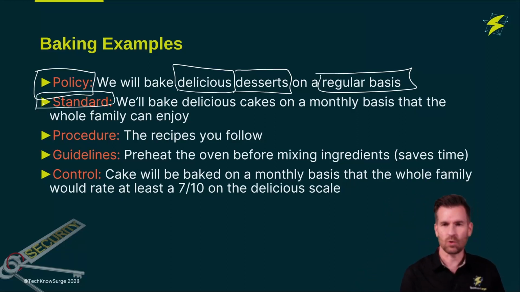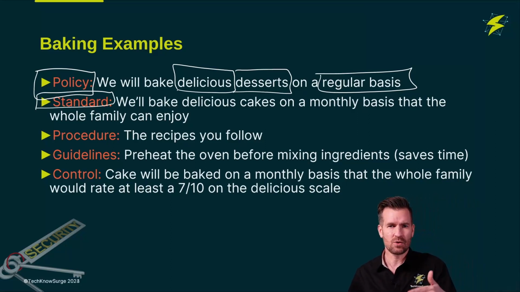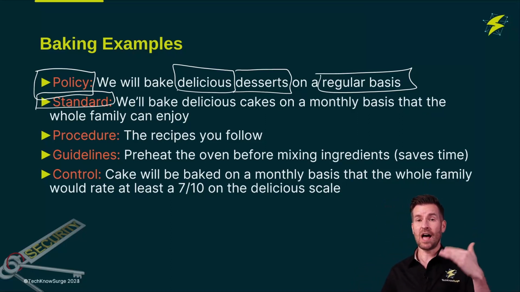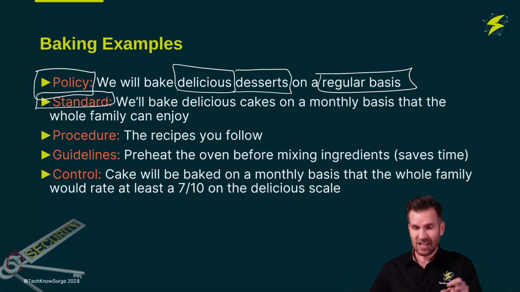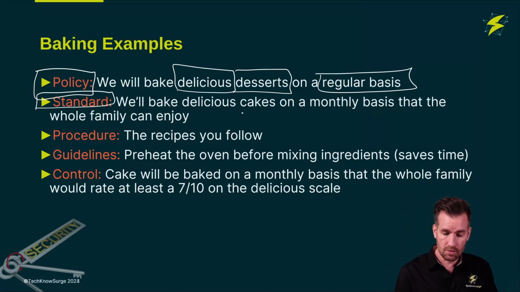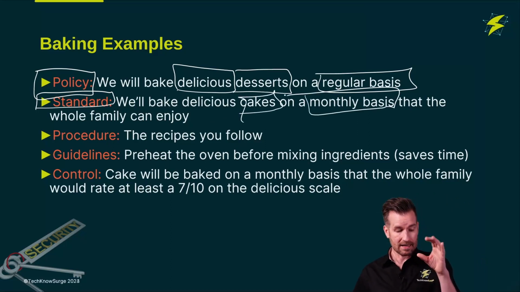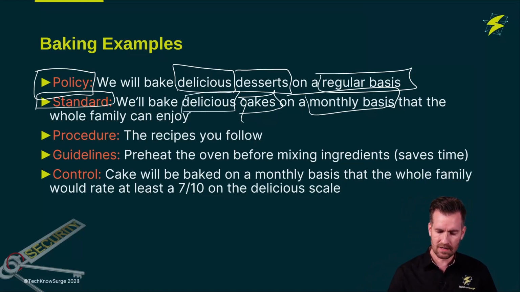And so next comes the standard. So what is my standard? Well, I could have lots of standards with this. I could have one week maybe I do a cake, the next week I'm going to do donuts, the next week I'm going to do pies. So I could have lots of standards that fall under this to meet this policy. But in this particular case, I just took one of those, and I have one standard here that I'm going to do a cake on a monthly basis. So I'm further defining what this standard is going to be, and I'm going to bake a cake on a monthly basis. I'm still specifying that it's going to be delicious and that the whole family can enjoy.